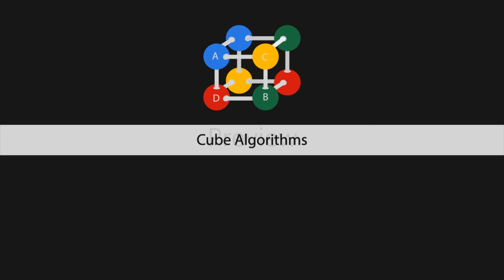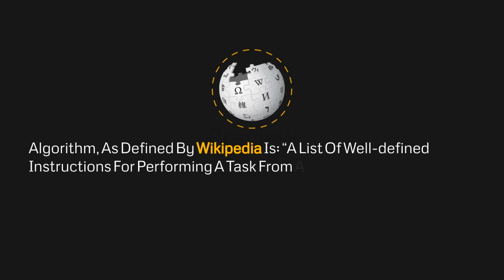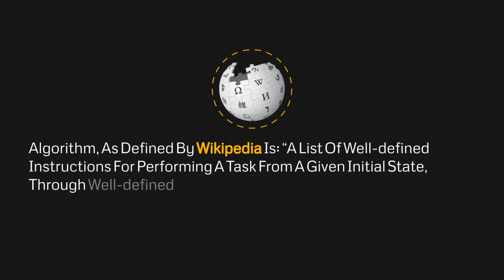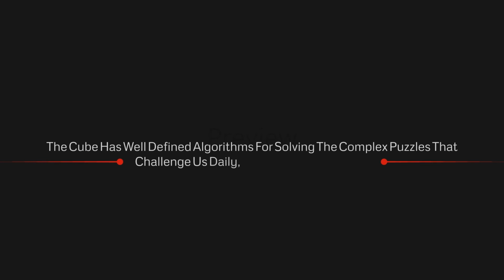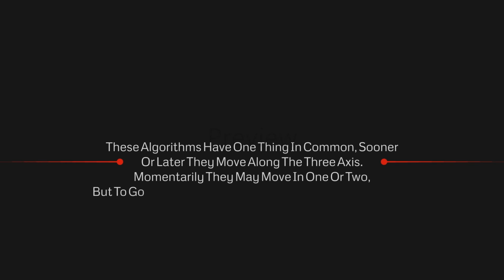Cube algorithms. An algorithm, as defined by Wikipedia, is a list of well-defined instructions for performing a task from a given initial state through well-defined successive states to a desired end state. The cube has well-defined algorithms for solving the complex puzzles that challenge us daily, for ordering our chaos. These algorithms have one thing in common. Sooner or later, they move along the three axes. Momentarily, they may move in one or two, but to go from chaos to order, one must move on all three.